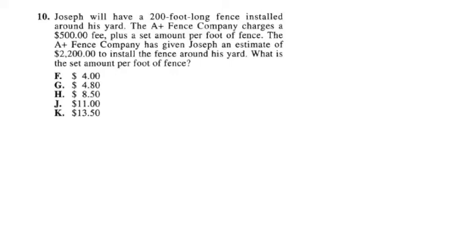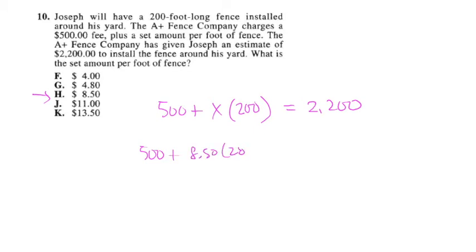So in order to install this fence, A+ Company charges $500 plus a certain number times the amount of fencing, which in this case is 200 feet. All of that is supposed to total $2,200. This is the equation that we're supposed to set up. Again, we could solve for x, or we could back solve. Let's try back solving. We'll take $8.50. That's $500 plus $8.50 times 200. Does that equal 2,200? 8.5 times 200 is 1,700. 1,700 plus 500 is indeed 2,200.